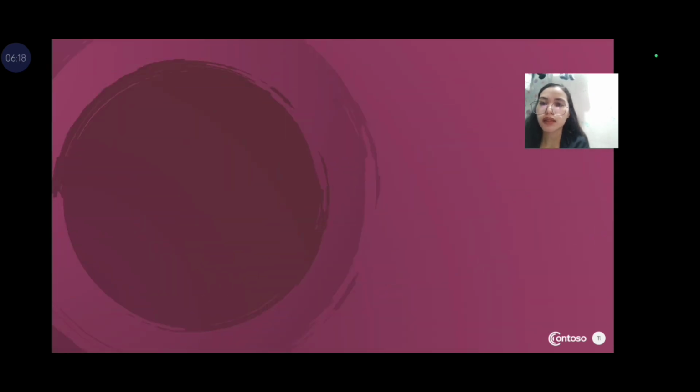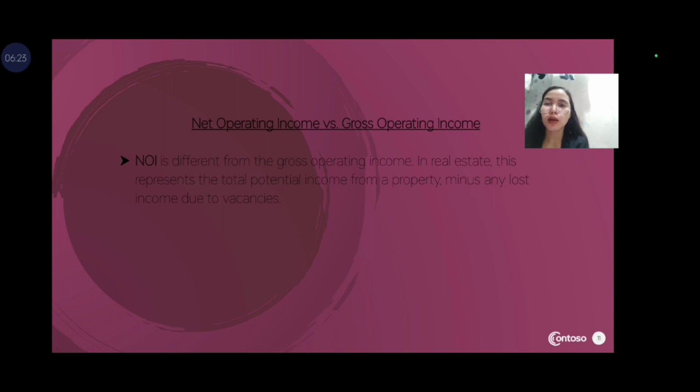So let us proceed to the next, which is net operating income versus gross operating income. NOI is different from the gross operating income in real estate. Gross operating income represents the total potential income from a property minus any lost income due to vacancies. The gross operating income, less the operational costs, is the net operating profit. Net operating income is useful in estimating the potential income from an investment property.